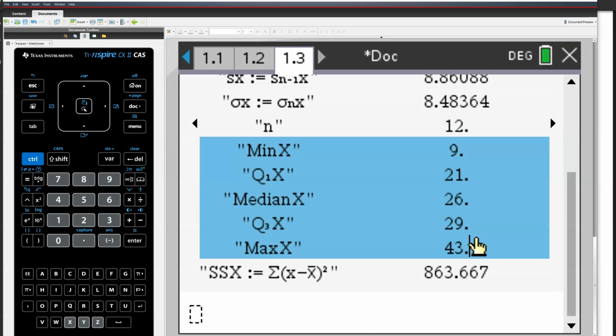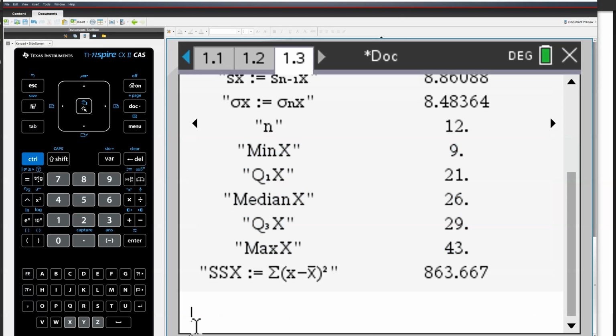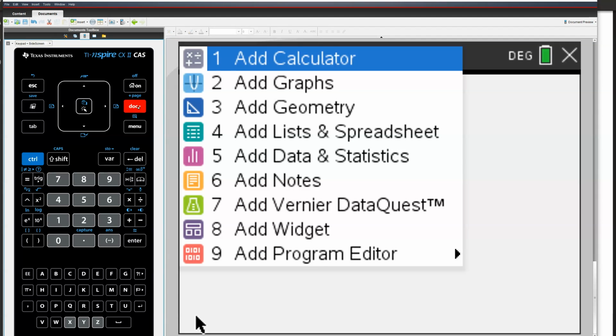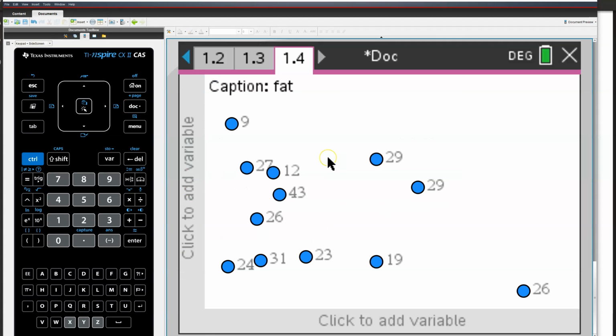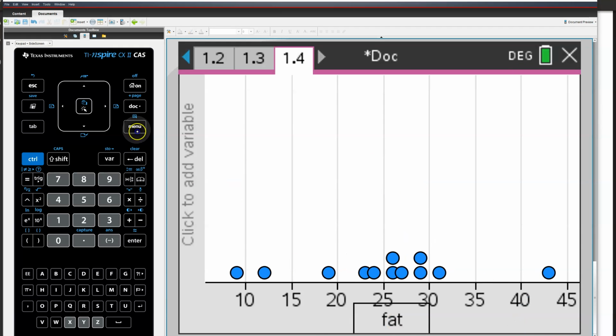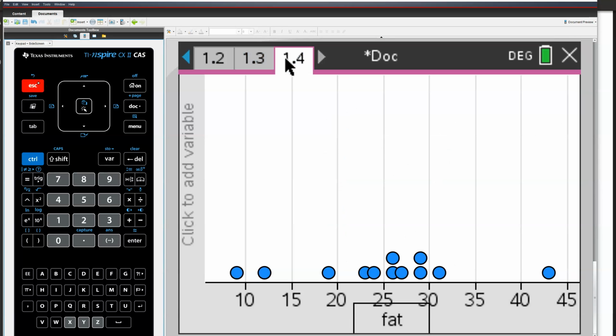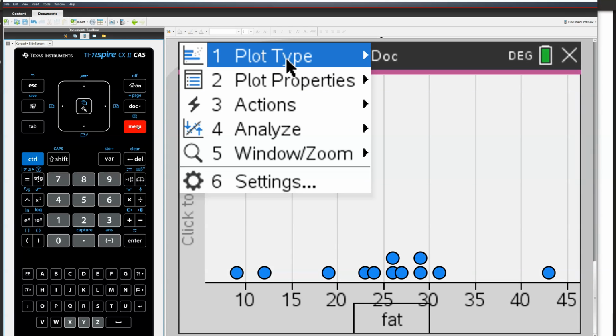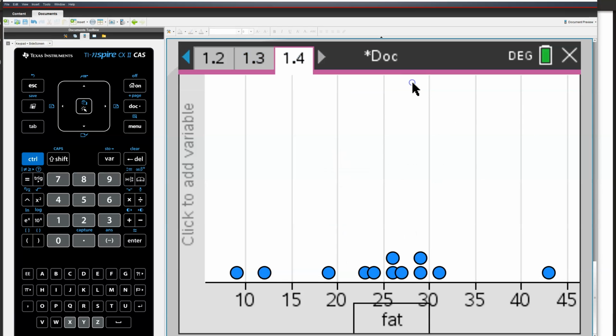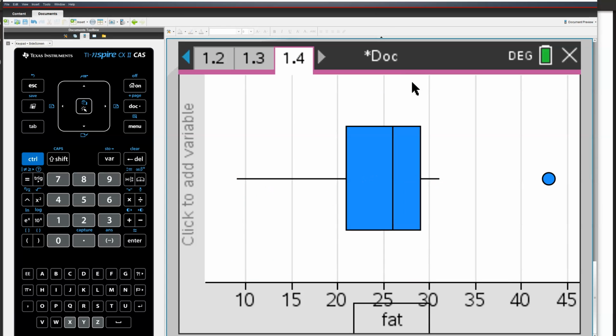And our calculators can do it, of course. So I already have my data in here. Let's open up a new graph, Control Doc, open up a new page, Data and Statistics. Let's put in our fat content for our burgers and make a box plot. I'm sorry, I'm going too fast. I'm assuming you know how to do this already. You maybe do. Dot plot, go to Menu, Plot Type, Box Plot. If you cursor over these, there's the minimum, Q1, median, Q3, 31, 43.